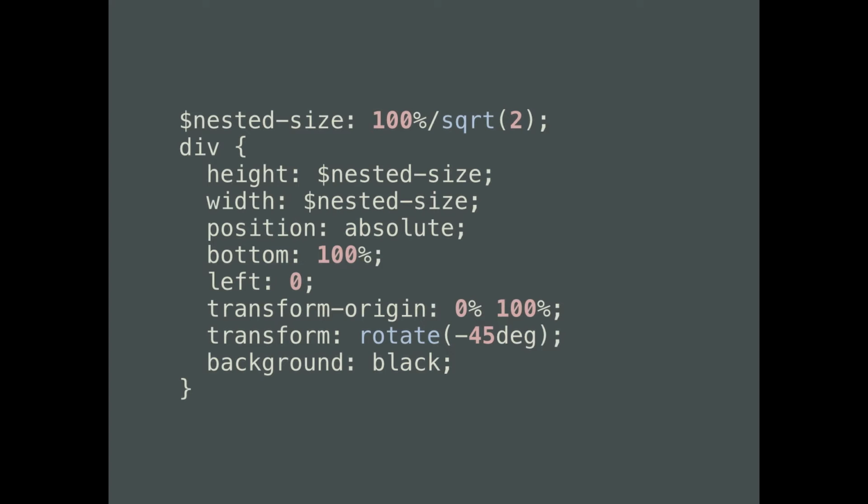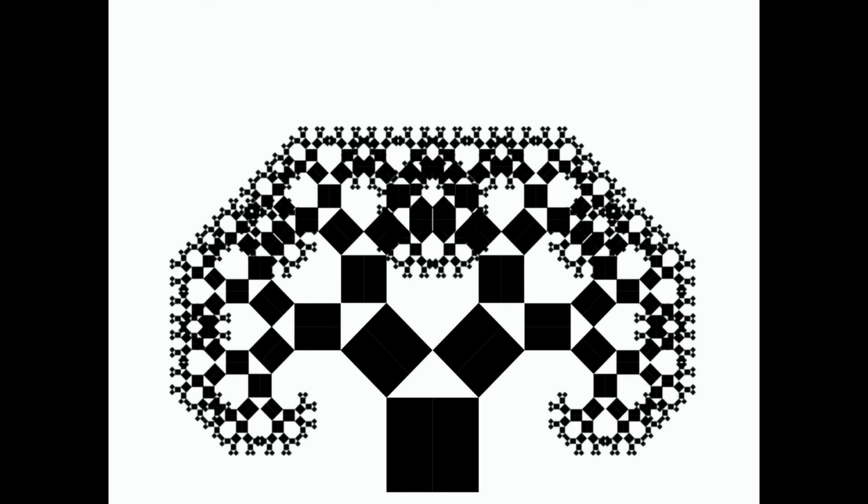So we also need some simple properties. We're applying the height and the width to the element, then we're positioning it absolute, and we're pushing it from the bottom 100% up, so it's sitting on top of its parent, and then we're aligning all the elements to the left. The next thing we're doing is setting the transform origin, so the rotation angle is in the lower left-hand corner, and then we're just rotating it minus 45 degrees and giving it a background color. And in the end, it looks like this.